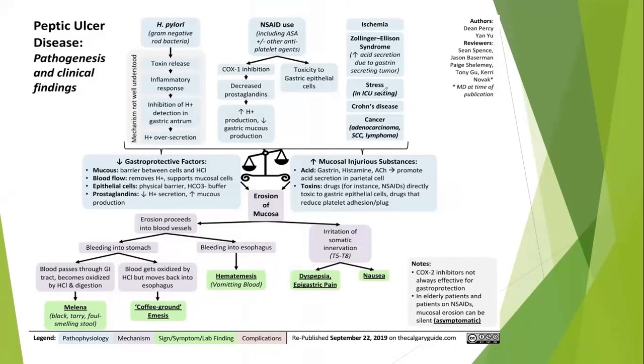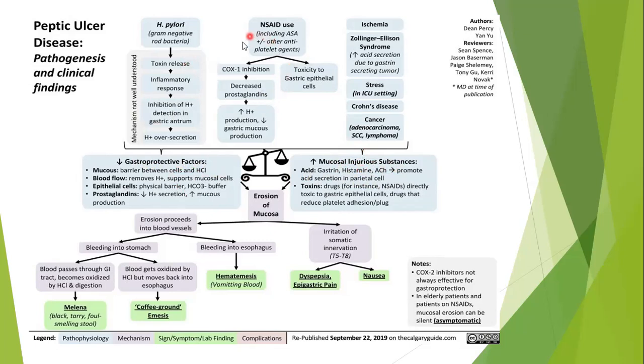So to begin, I'm going to just run through the pathophysiology using this particular diagram here, so that it is easier for students to follow. The principal thing in the pathophysiology of peptic ulcer disease is really an imbalance between the gastroprotective factors and the mucosal injurious factors, or those factors that cause harm or injury to the mucosa.